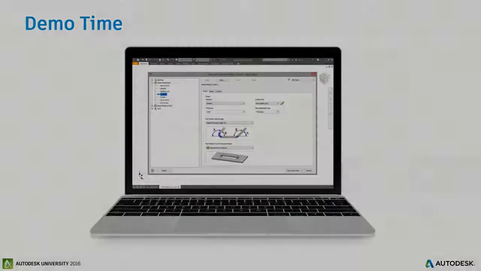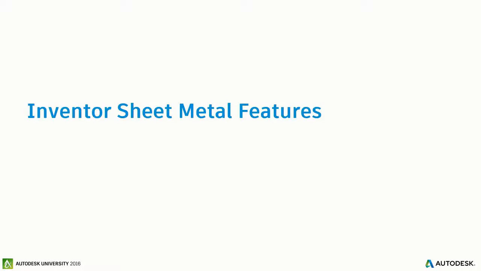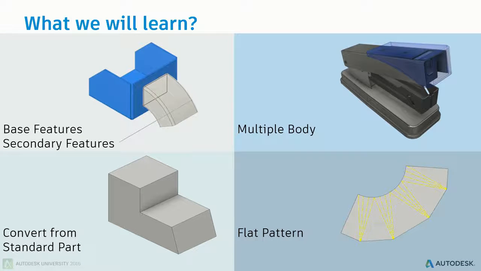So come back to the slides. Now we will go to the sheet metal features. It's the leaves for the sheet metal system. What we will learn in this section: we will go through some base features, how to create the sheet metal body initially, and the secondary features to continue the sheet metal design based on base features.